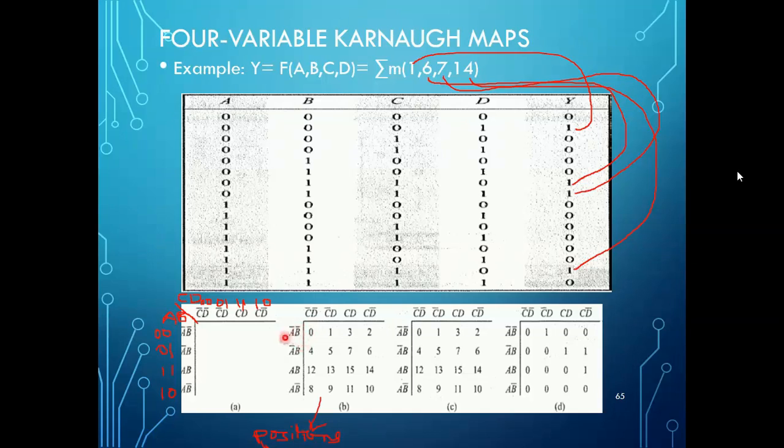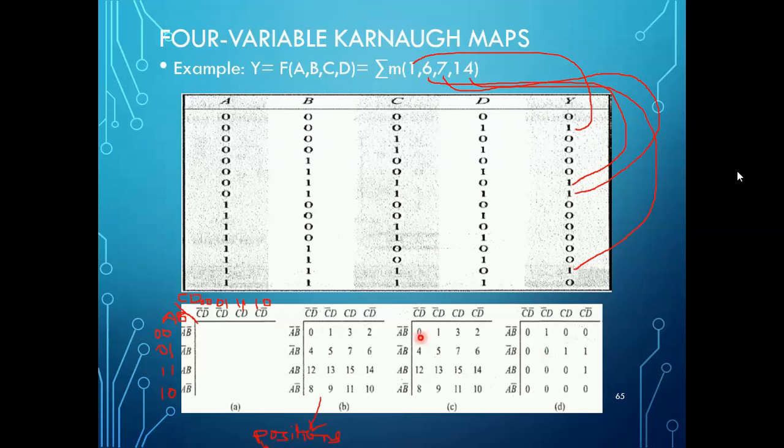Okay, so here what we are going to take is AB at the left hand side and CD at the top side, since we have these kind of positions. Okay, so after writing the positions, we can plot the min terms into the K map.